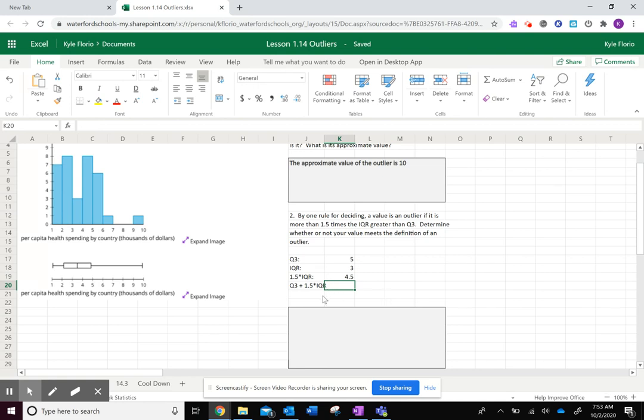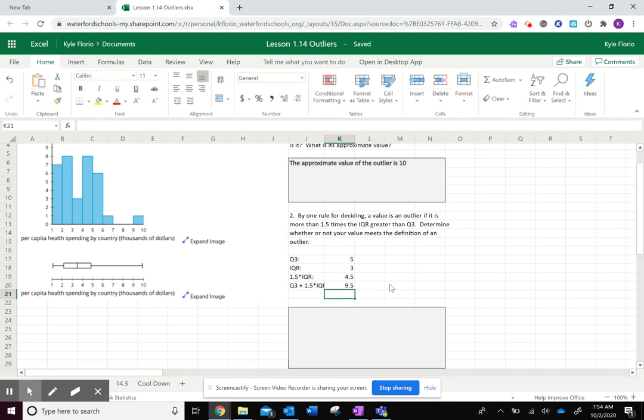And the question is, if you looked at question 2, 1.5 times the IQR greater than Q3. So I'm going to take Q3 and add this 1.5 IQR. So I'm going to add the 5 and the 4.5. I need to take this number and add it to this number, and it's 9.5.